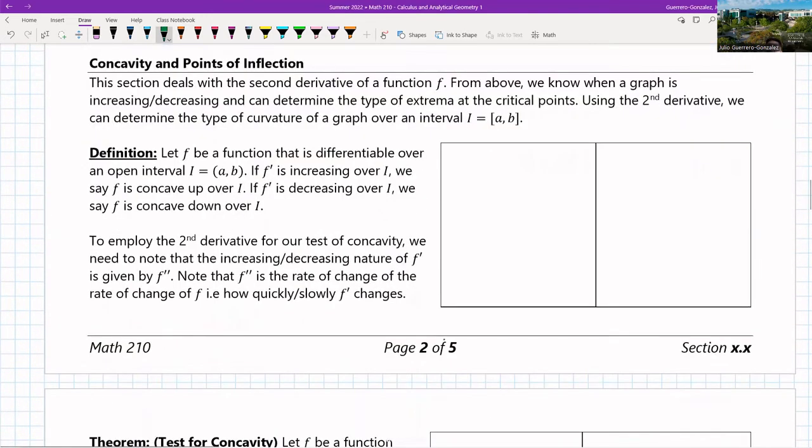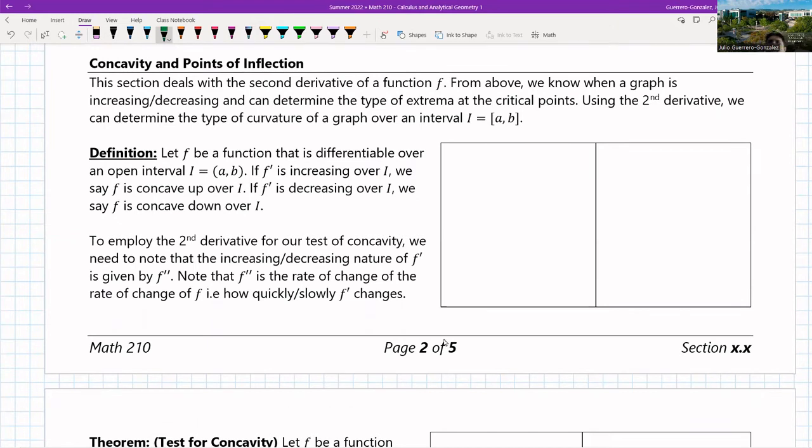Okay. The next thing we're going to get into is concavity and points of inflection. This really has to do more with the second derivative than the first derivative, though we're going to throw in the first derivative here and there when we get to the second derivative test.